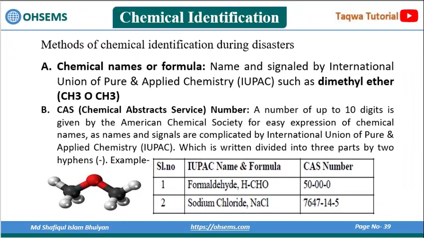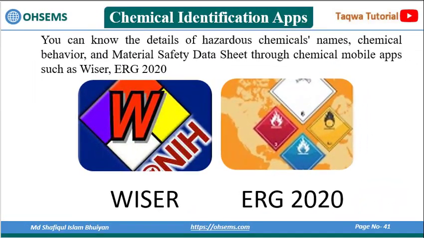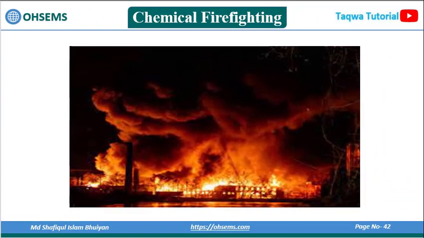Chemical identification is by chemical names or formula, Chemical Abstracts Service number, United Nations number, and labels of chemical hazard warning signs. You can know the details of hazardous chemical names, chemical behavior, and material safety data sheet through chemical mobile apps such as WISER and ERG 2020.